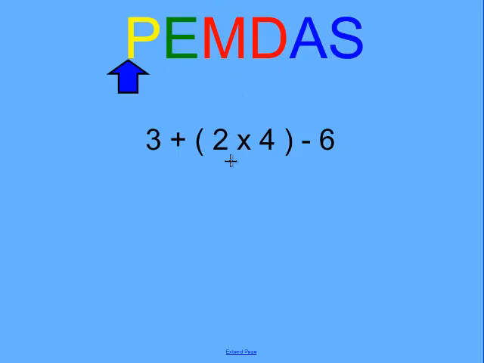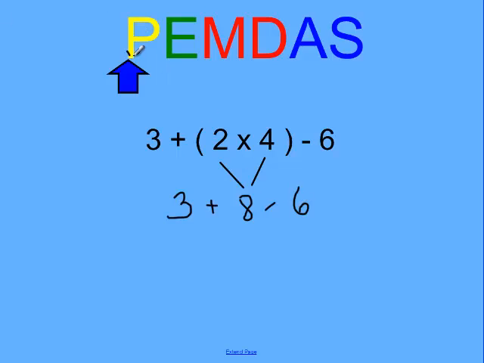So since we start with parentheses, we need to bring down the 2 times the 4, and that answer funnels down. What is 2 times 4? You're right, that's 8. Now you need to bring down the rest of the problem. We already did what was inside the parentheses, so we need to bring the plus. The 3 needs to come down. Go to the right of the parentheses. We have a minus, and then a 6.